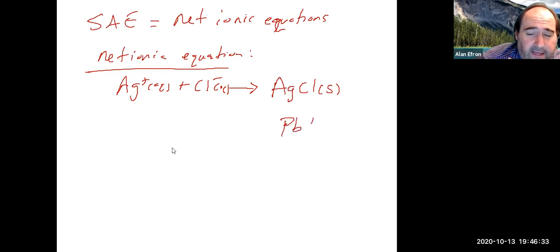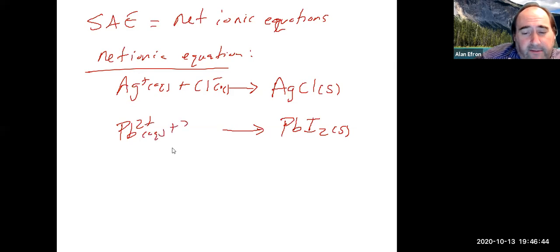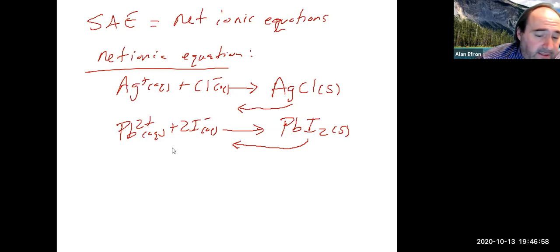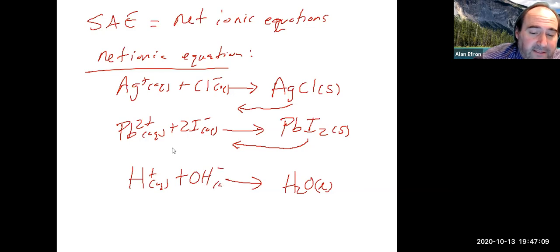For example, we had lead II iodide as well. Again, if you break this apart correctly, that would be a lead ion and 2 iodide ions. And that would be your net ionic equation. So especially if you have a solid, you can just break the thing apart and work backwards, and it will usually bring you to the correct net ionic equation. Even if you had something like water, you can know that that's going to be H plus and OH minus. That's essentially what we should think of water as, H plus and OH minus, and you work your way backward.